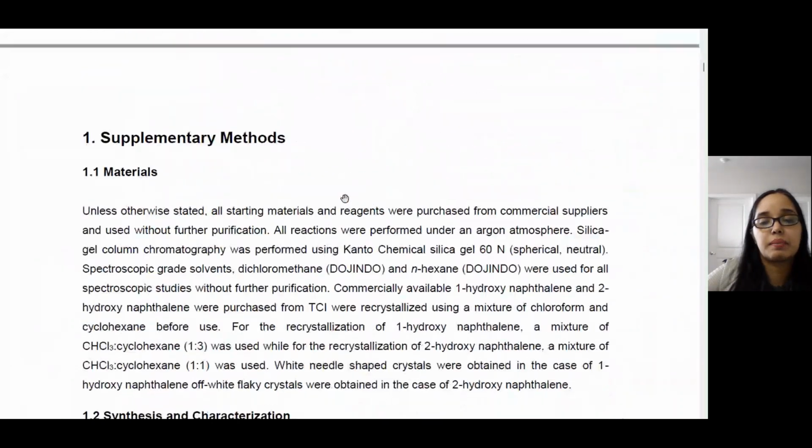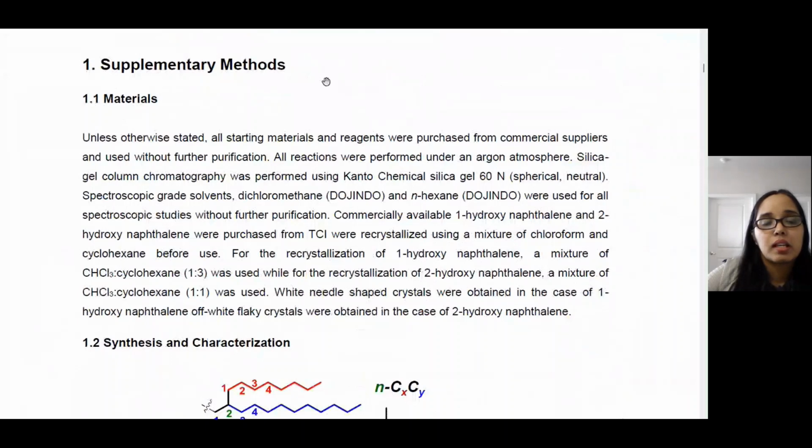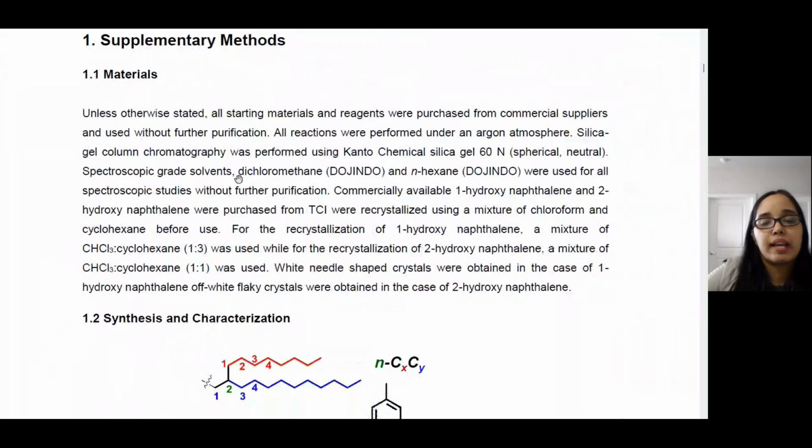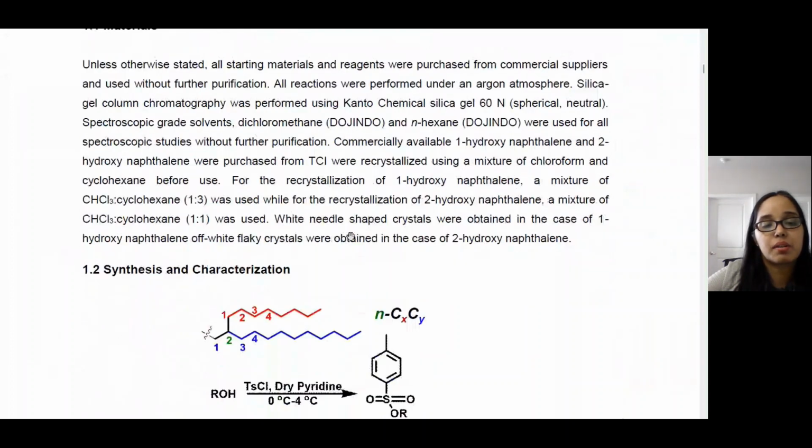So let us have a look at how this supplementary matter is arranged. So first, materials. So what chemicals were used, what kind of purchase, from where, which company it was from, that also might be given sometimes. For example, here dichloromethane from Dojindo, N-hexane from Dojindo. So all these company names are also given, and what chemicals are used are also given. Say I made some crystals in the beginning. So which solvent did I use for that? Even those details I have given.